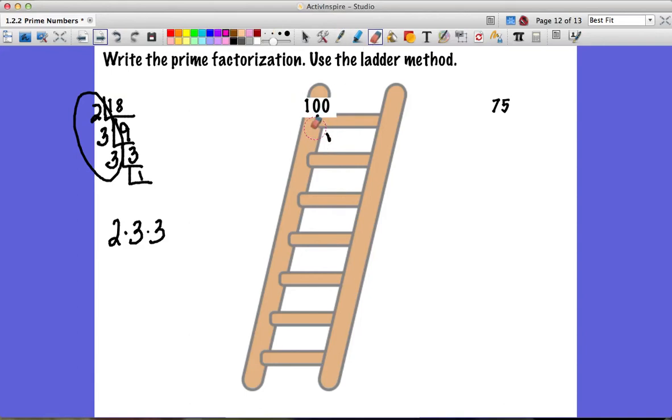Oops, look at that. See, I even tried to use the tree method. I like it so much.